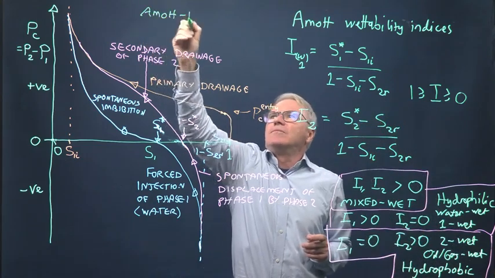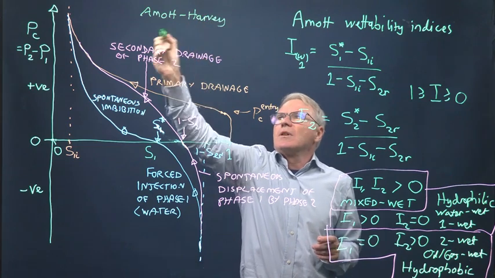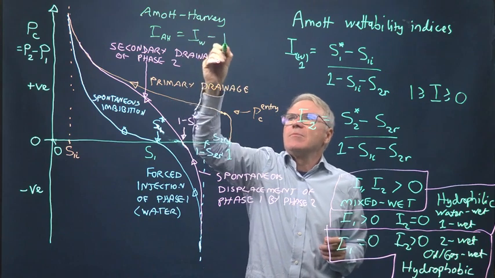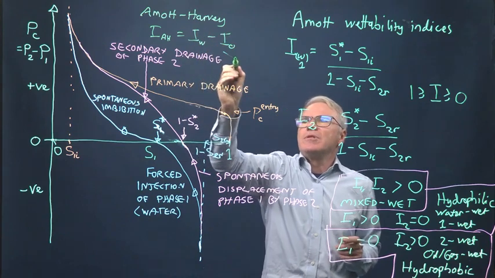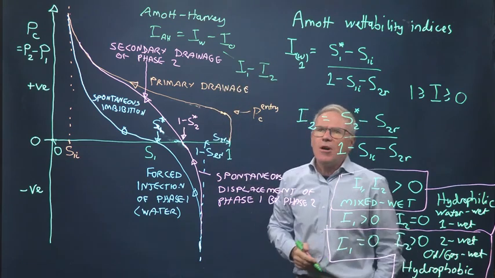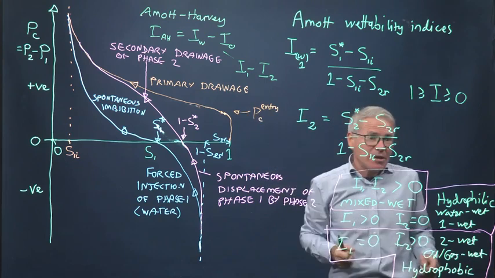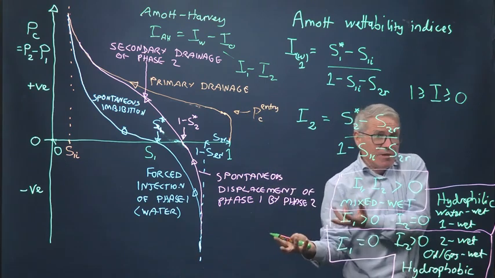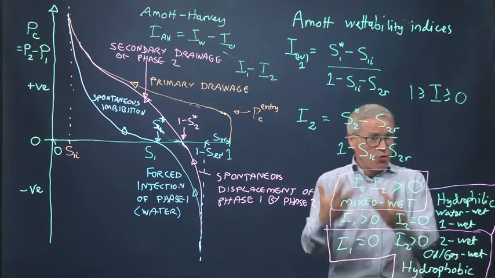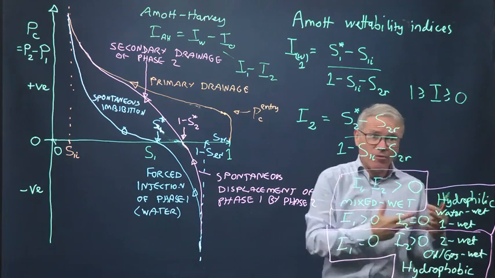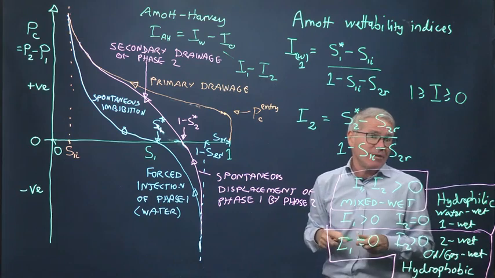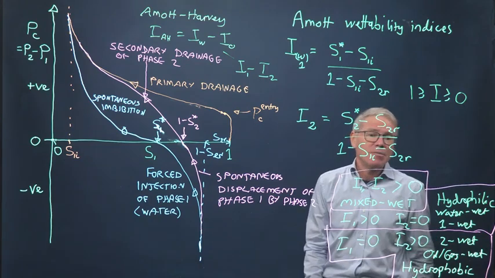And I'll just write this down, which is I_AH was the water index minus the oil, or if we want to do it in more general terms, it's I1 minus I2. Now the Amott-Harvey index is just the difference, because it says, well, if one of these indices is 0, we only need one number. So if it's +1, it's strongly water wet. If it's -1, it's strongly hydrophobic. And if it's 0, it's intermediate. The problem with this is, in fact, it's a loss of information. Most cases are mixed wet.